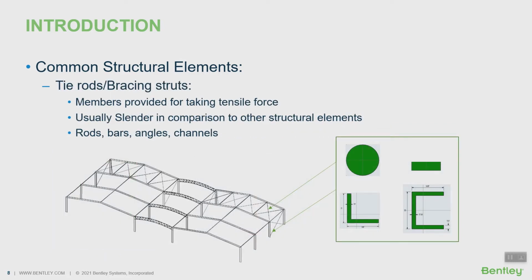Tie rods are members that only take tensile force, and as such, they are usually slender in comparison to other structural elements. Rods, bars, angles, and channels are the most used section types for tie rods.